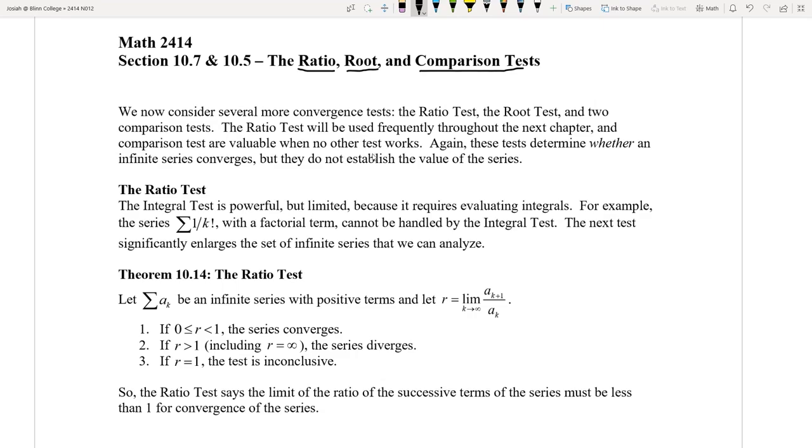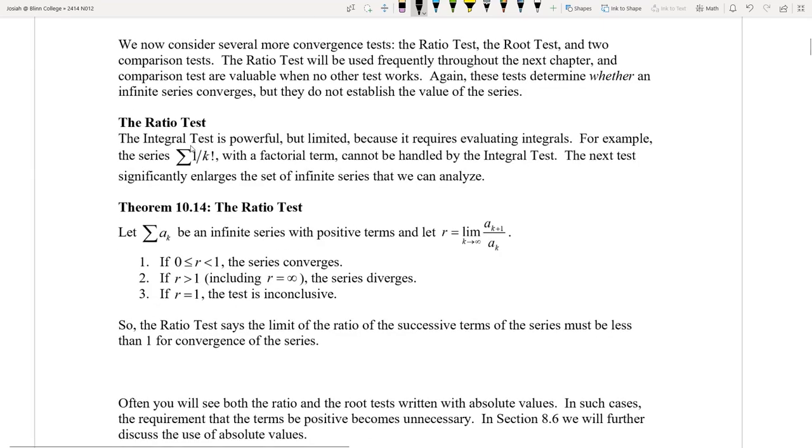So the first test that we look at is the ratio test. The integral test is powerful but limited because it requires evaluating integrals. And whenever we have something with a factorial, this exclamation point, remember what that means: if we have k factorial, we're looking at k times the number that came before it, times the number that came before that, all the way down to times 2 times 1. It's relatively simple conceptually, but in an integral situation, that's not something that we can actually do. And so factorials are going to pretty much instantly disqualify anything from the integral test, which is good because our integral test is long and arduous.